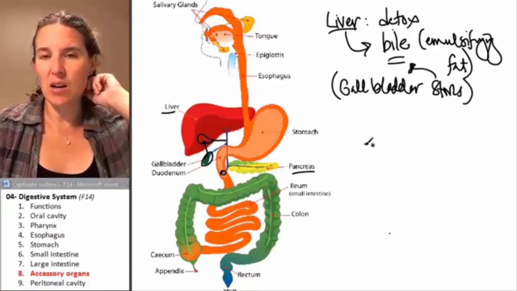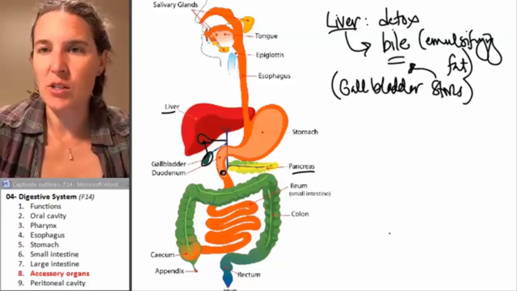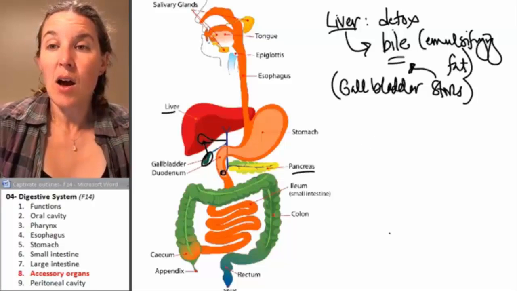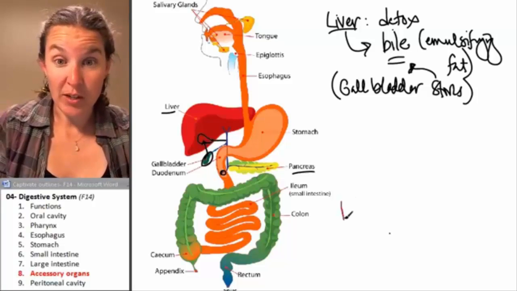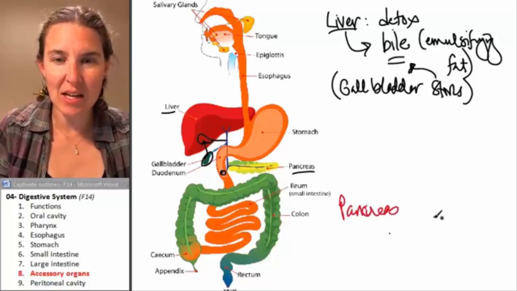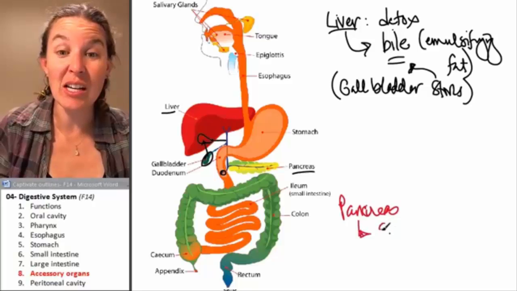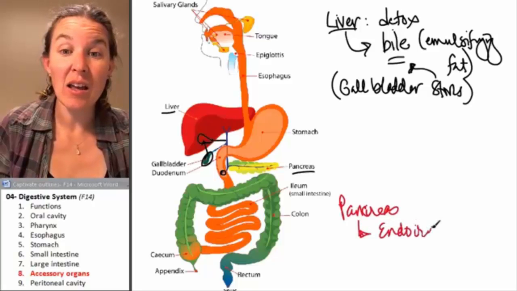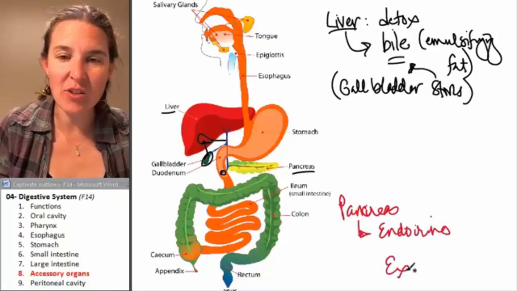What else does the liver do that you need to know about? Let's do the pancreas first. So our other accessory structure is the pancreas. And the pancreas consists of both endocrine and exocrine cells.